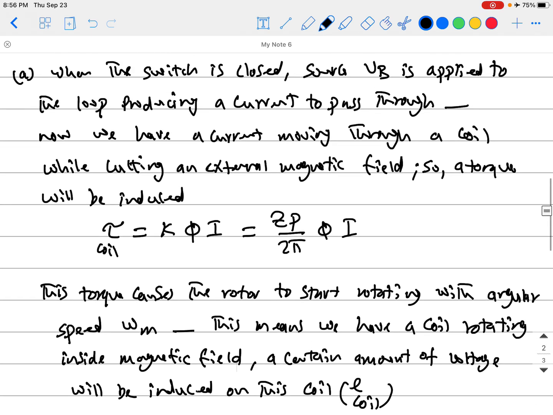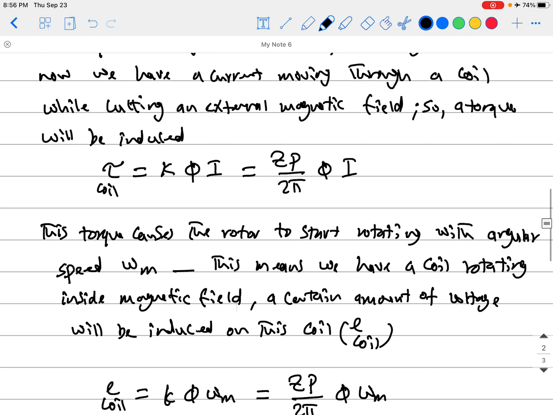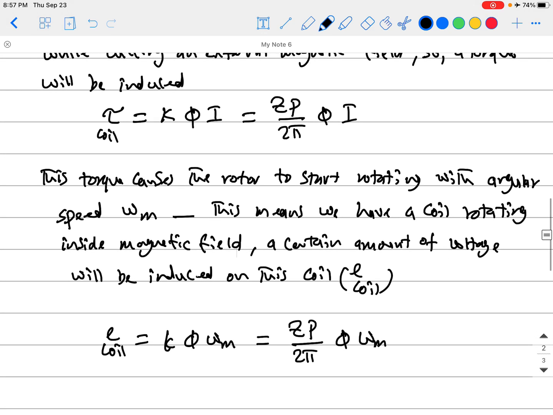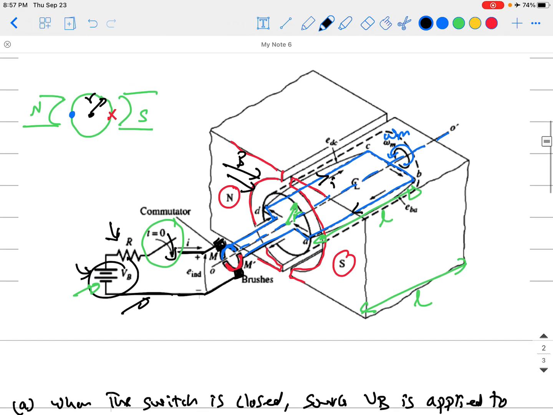But wait a minute. Is it now a motor or a generator? Because now we have a torque and also an induced voltage, and we have to understand this. Either the machine is a motor producing a torque, or it is a generator producing an induced voltage. But now we have both of them, and that's what's happening in a realistic machine, guys. It's a machine like this. You have a source like this applied, and now you have current moving through the coil. So you have a coil with a current moving through it while cutting the magnetic field coming from the poles.